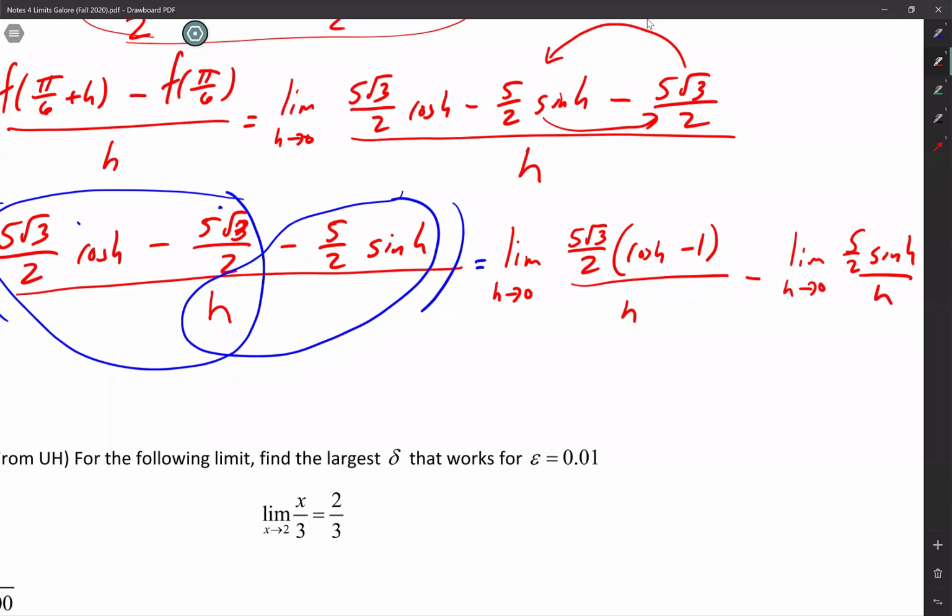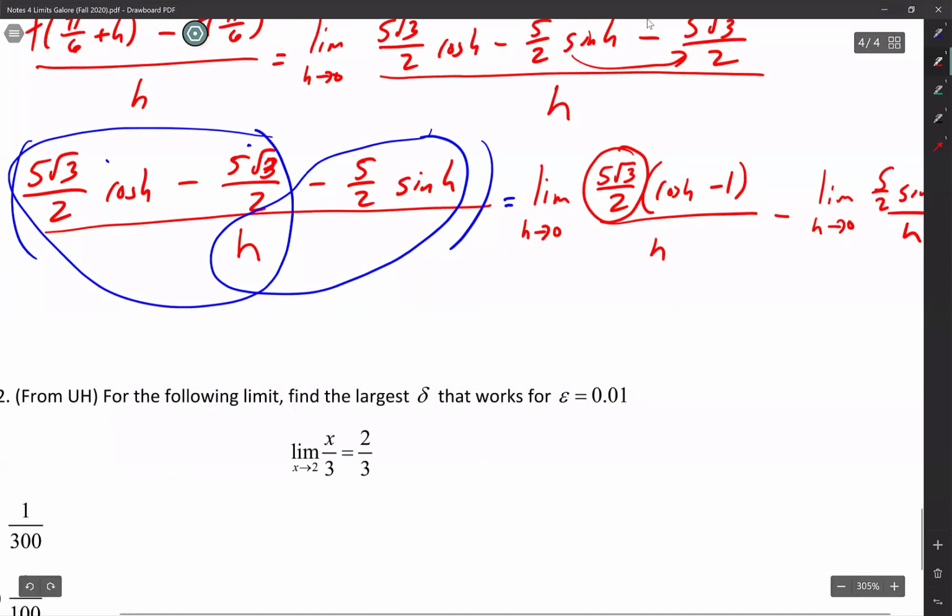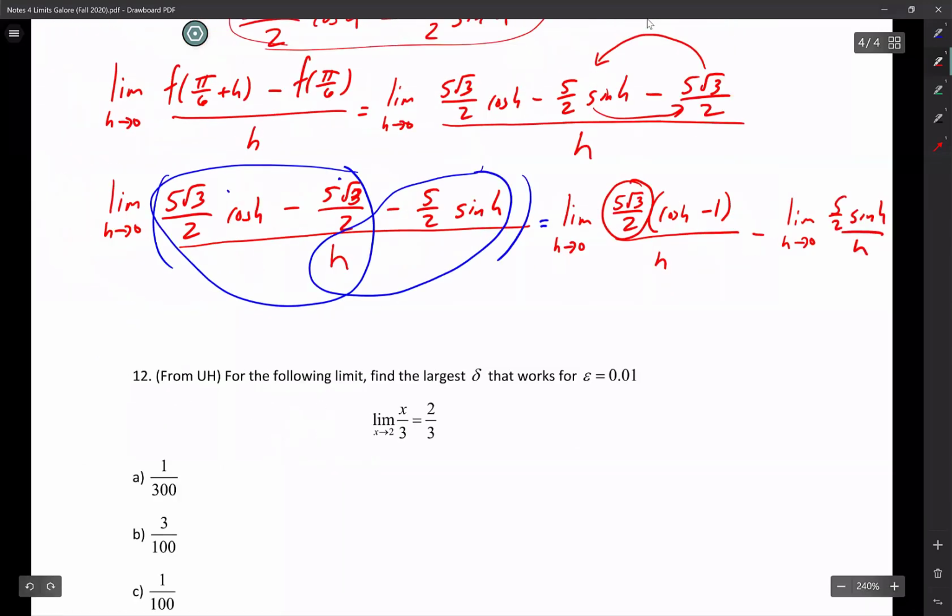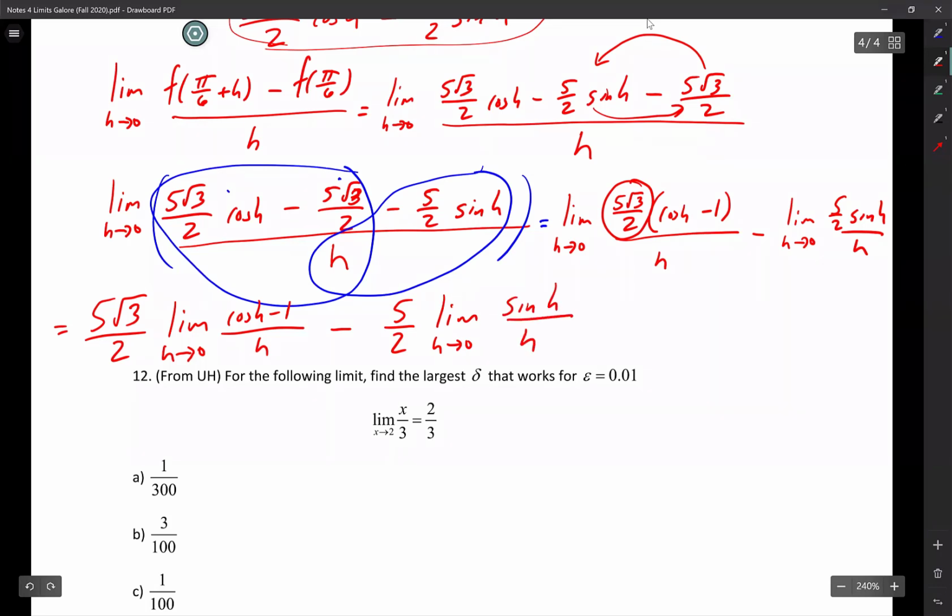So catch up to there, guys. And then this is just a constant, and I can write that in front of the word limit, remember? Just like we did with our properties. So here we go. I'm going to write 5 square root of 3 over 2 limit as h approaches 0 of cosine h minus 1 over h, minus 5/2 limit as h approaches 0 of sine h over h. And I'll wait for you guys to catch up.